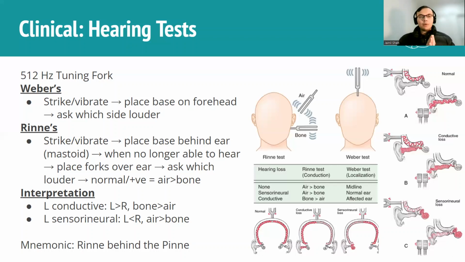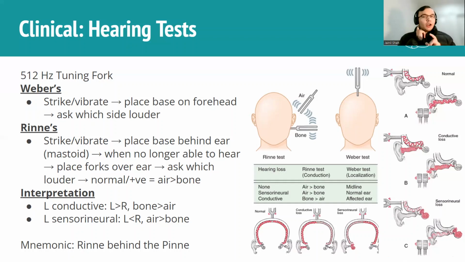Easy enough. Now we come to the Rinne's test, and this is where the mnemonic comes in, Rinne behind the pinnae. The pinnae, if you remember, was the fleshy part of the ear. And essentially what this test is doing is we're going to strike the tuning fork again, place the base of the tuning fork behind the ear, right? Behind the ear on the mastoid bone. And obviously, when it makes the mastoid bone vibrate, it'll make the inner ear vibrate, and they're going to be able to hear something, that vibration.